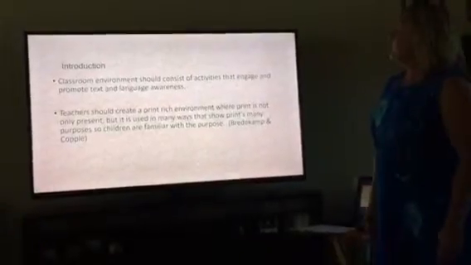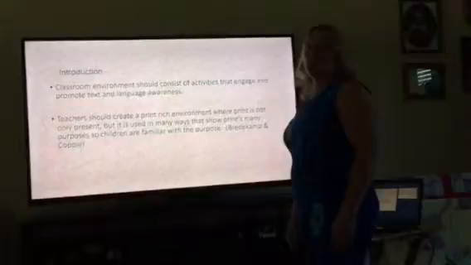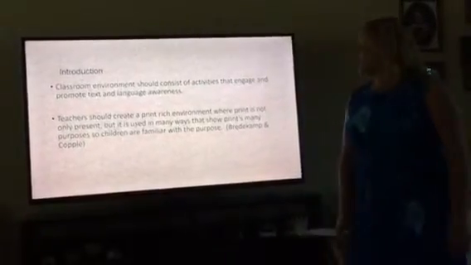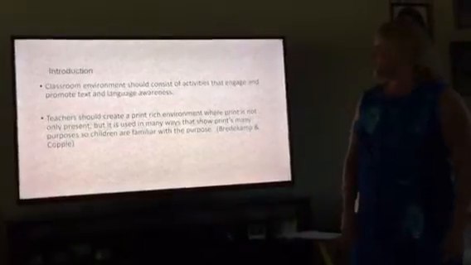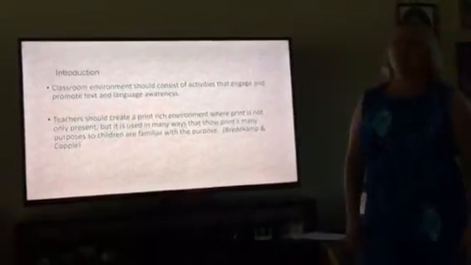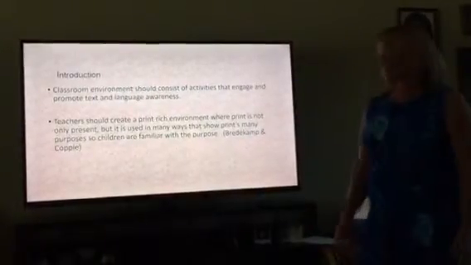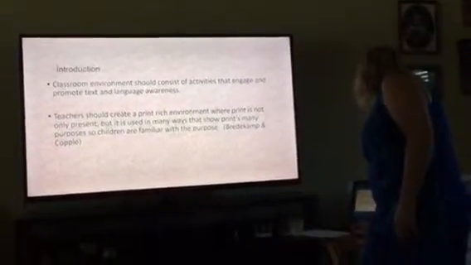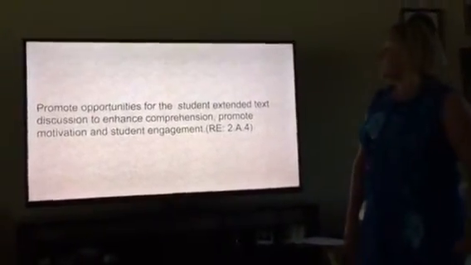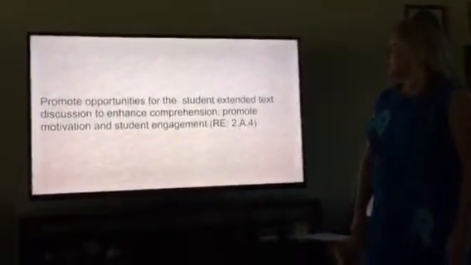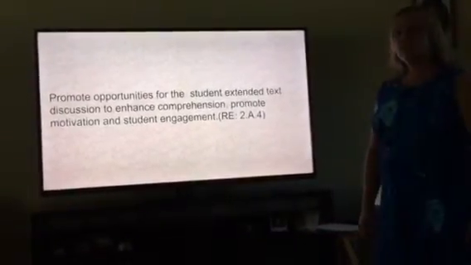Introduction. Classroom environment should consist of activities that engage and promote text and language awareness. Teachers should create a print-rich environment where print is not only present but is used in many ways to show the many purposes to children and that they're familiar with its purpose. The first indicator promotes opportunities for students' extended text discussion to enhance comprehension, promote motivation, and student engagement.